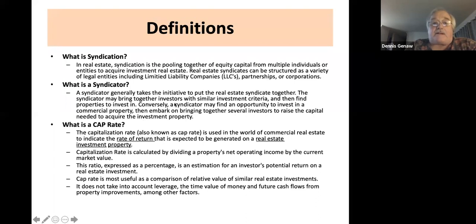One question I get a lot is, what is a cap rate? A cap rate is used in the world of commercial real estate to indicate the rate of return that you can expect to be generated on a real estate investment property if you pay all cash. Not if you're going to use a loan, and it doesn't take into account improvements to the property after the fact. This is if you buy it today, based on the cash flow today, that's what the cap rate is. It's expressed as a ratio, a percentage. Basically you take the net operating income and divide it by the purchase price, and that's your cap rate.